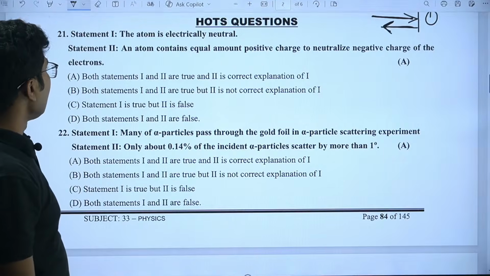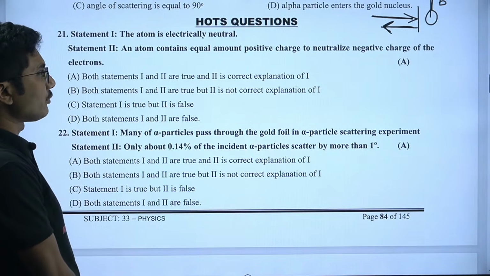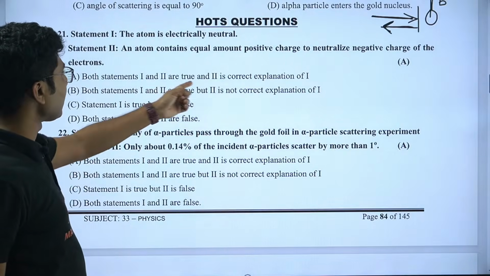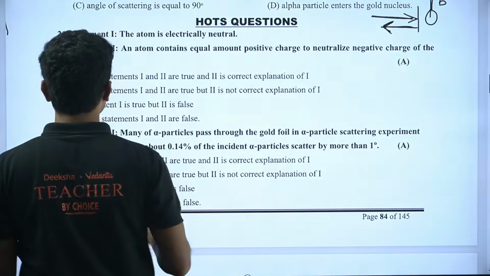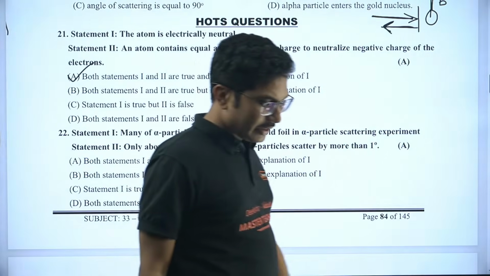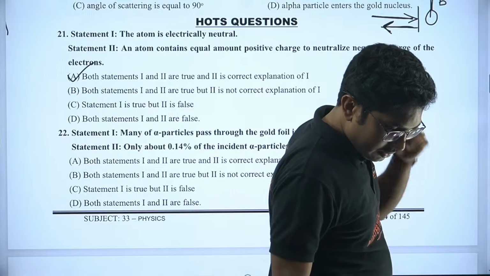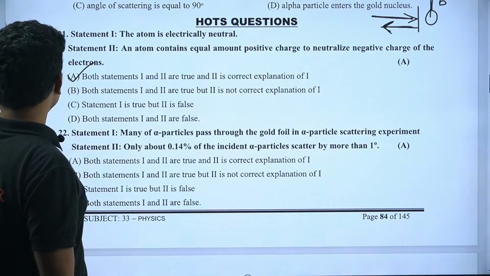Now let's see. Atom is electrically neutral, and atom contains equal amount of positive charge to neutralize the negative charge. Both statements are true, and 2 is correct explanation of 1. Yes, 21 is A. Easy, right? Pooja? Nagaraj has also answered it, correct? Now 22.